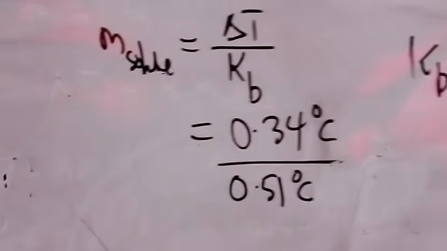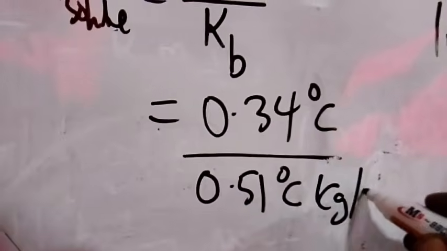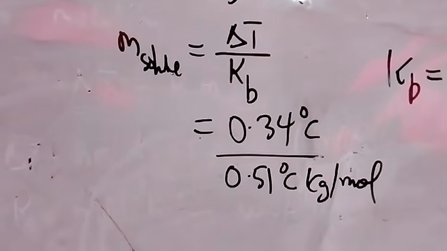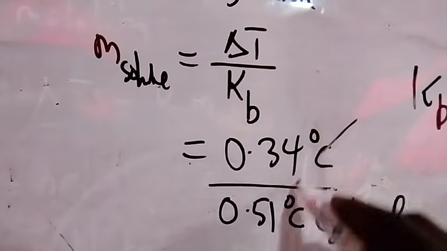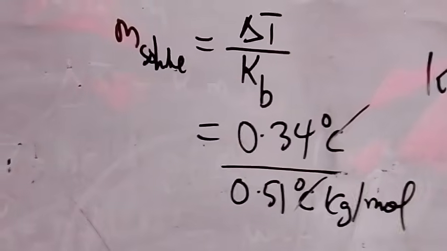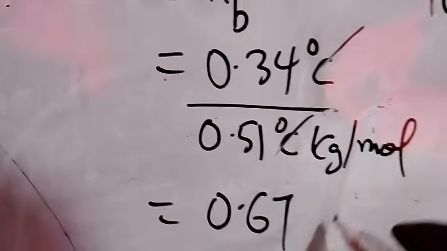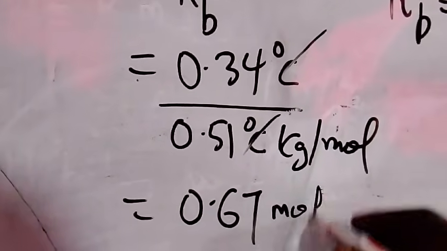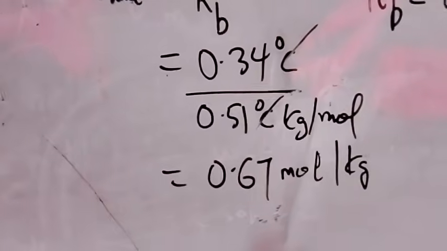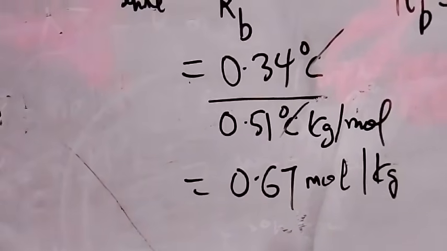Okay. Then now we write here kg per mole. Okay, so these are the correct units. So you can see clearly that the degree Celsius will cancel. Then now you divide that, you are going to get 0.67. So this one now will be mole per kg, units of molality, mole per kg.